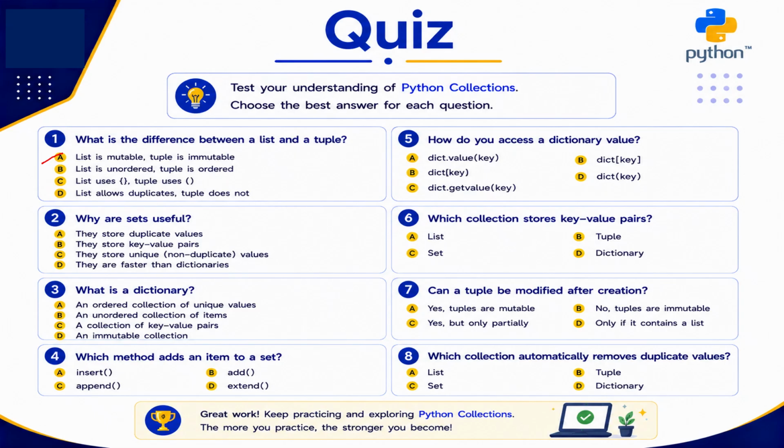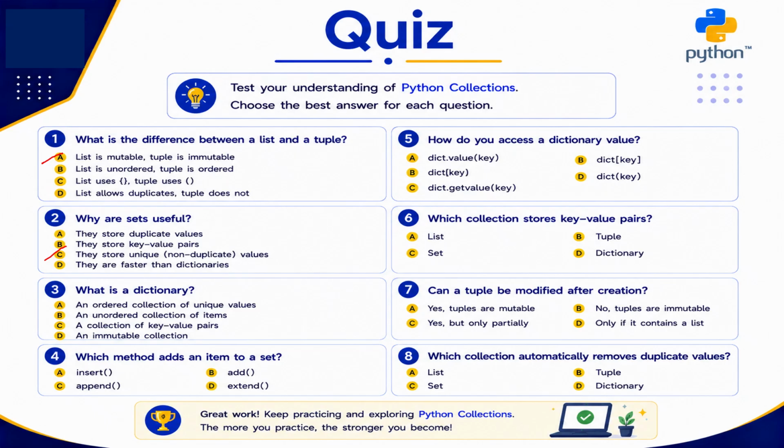Now, question number 2. Why are sets useful? They store duplicate values, they store key value pairs, they store non-duplicate values, or they are faster than dictionaries. Think about it. Pause the video and then answer. So, I hope you have given the answer. The correct option is option C. Sets automatically remove duplicate values and store only unique elements.